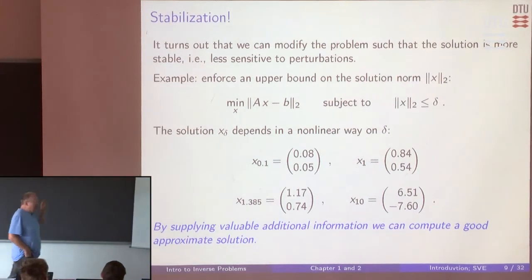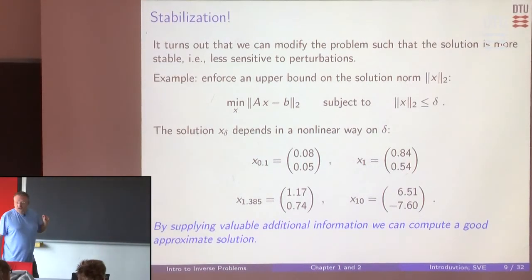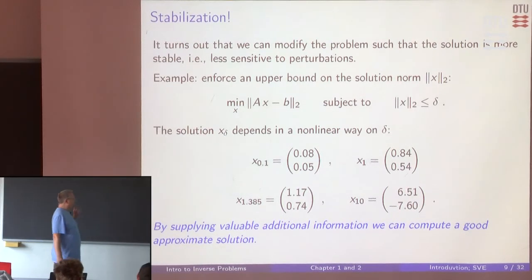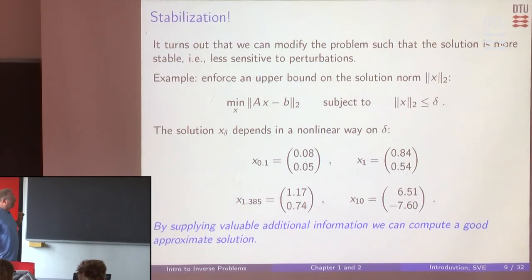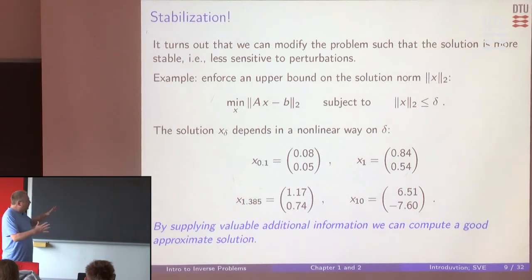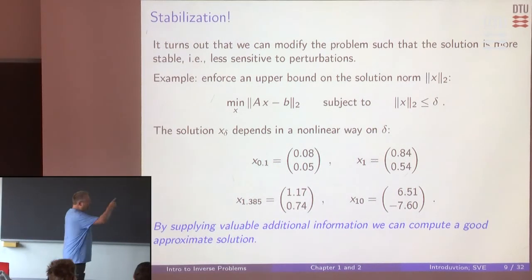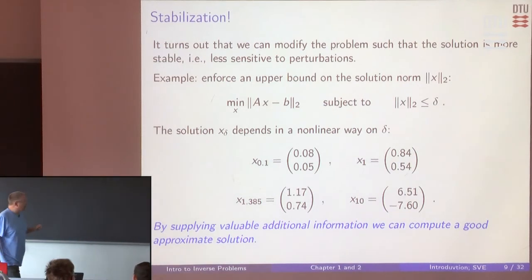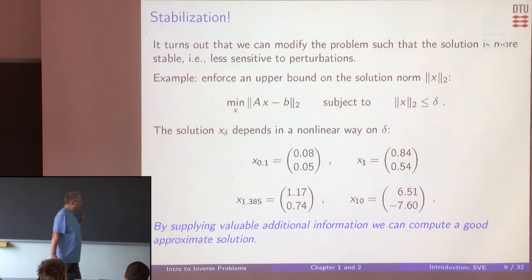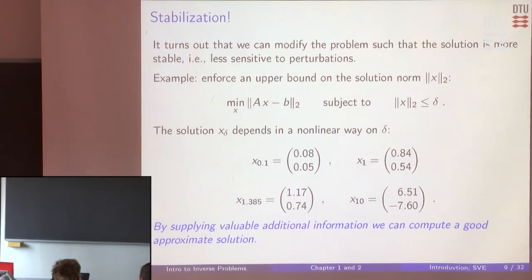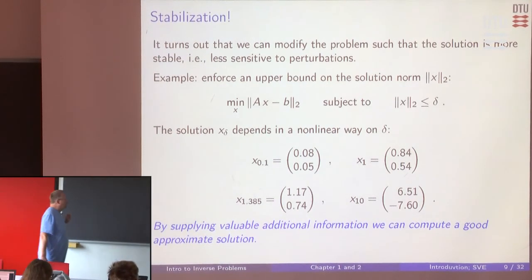Suddenly, when I add that information, I have a constrained least squares problem. So I want to find the x that minimizes the residual subject to this constraint that the norm of x cannot be larger than delta. And then, just to illustrate that this reformulation of the problem can have a tremendous effect on the solution, here are solutions computed with four different values of delta.